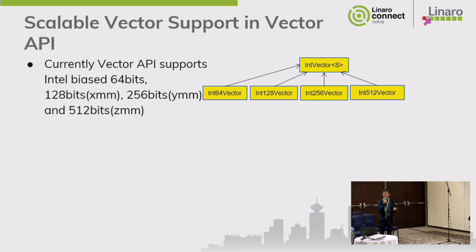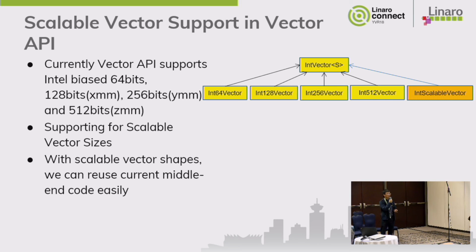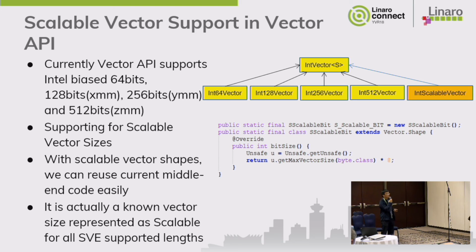But how can we use this to map to our SVE? Do we need to implement all those SVE supported vectors? For example, do we need to add int 384? I think in our implementation, we just need to add a new scalable vector shape, which will fit SVE quite well. With the scalable vector shapes, we can reuse current Oracle and Intel's work in the current middle-end code easily. Actually, this is a vector size not known in advance, represented as scalable for SVE. So a scalable vector length can be any SVE supported length.